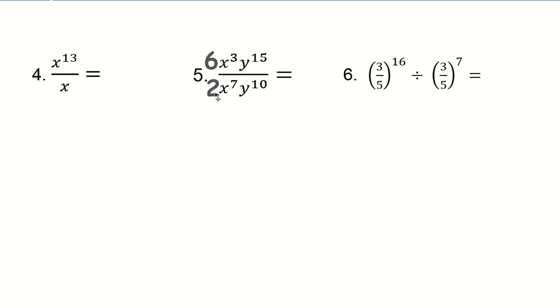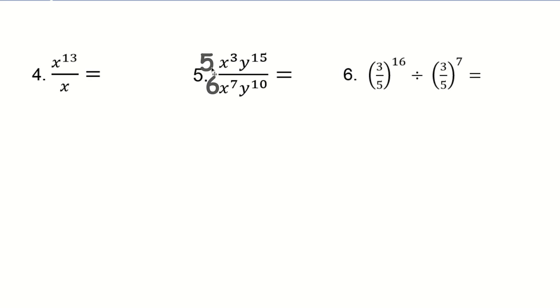But the 6 and the 2, those are just normal numbers. And you just straight up do 6 divided by 2, which is 3. So you would get 3x to the negative 4th, y to the 5th. Alright? Now if these were switched, and it was like 2 divided by 6, well, that's not clean division, okay, but you can at least reduce that fraction to 1/3. So you could say 1/3 x to the negative 4, y to the 5th.